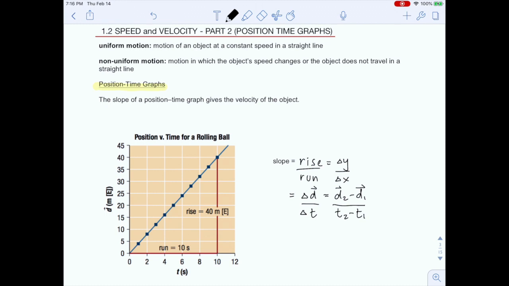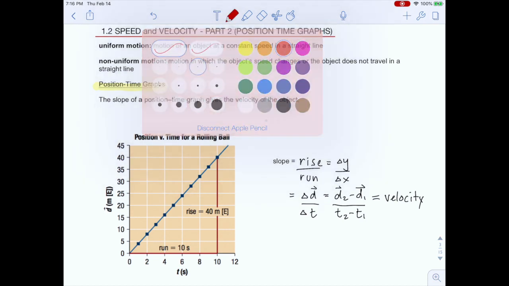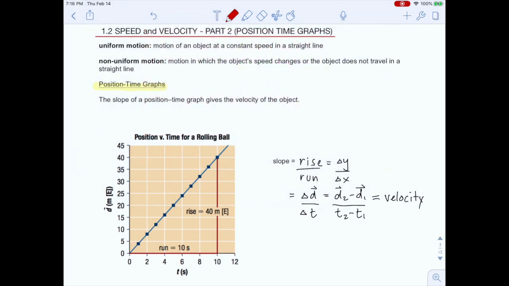This should look familiar to you. This is the equation for velocity that we learned at the beginning of section 1.2. In fact, if you find the slope of a position time graph, you will determine the velocity of the object. We're going to place that statement behind the bars of memorization, and we'll come to know that this is an important statement, an important piece of information we gather from a position time graph.